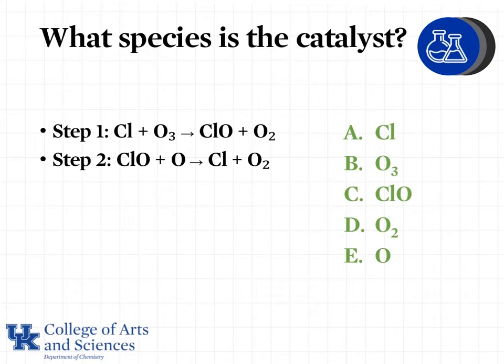Remember, what we're looking for is something that's present in the beginning and at the end, because that's the job of an enzyme. So when I look at my reaction, I see chlorine is present at the beginning. It's also present at the end. That's a good sign. I see O3 is present at the beginning, but it doesn't come back, so that can't be a catalyst. ClO is produced, but then it's consumed, so that's not a possibility.